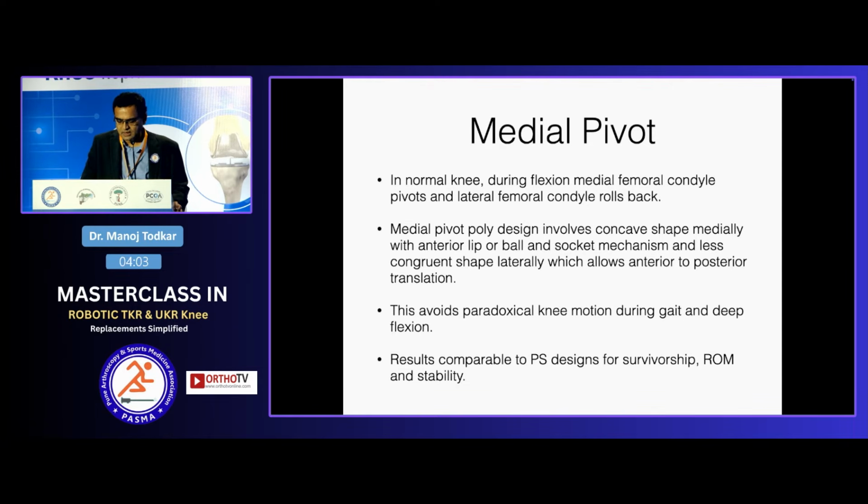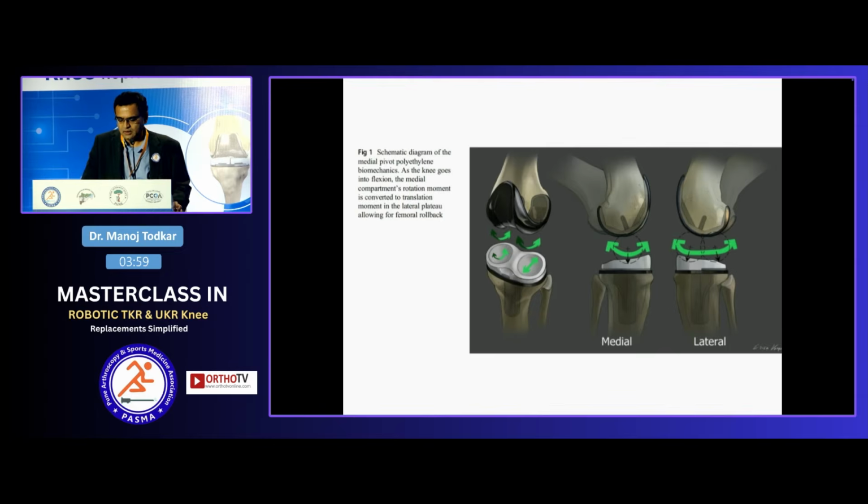The results are comparable to the PS design. Now this slide shows the medial pivot knee, in which the medial side is deeper, ball and socket type, and the lateral side is more flat. On the medial side the knee pivots and the lateral rollback occurs.